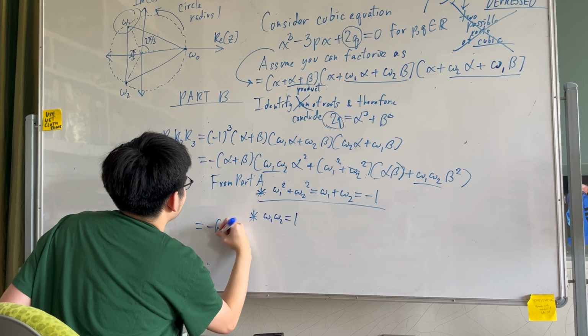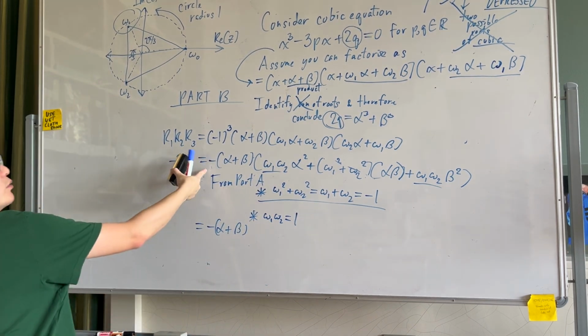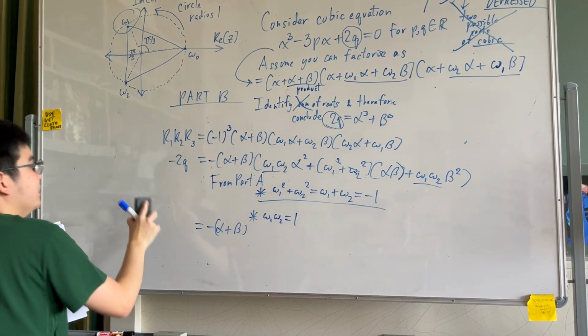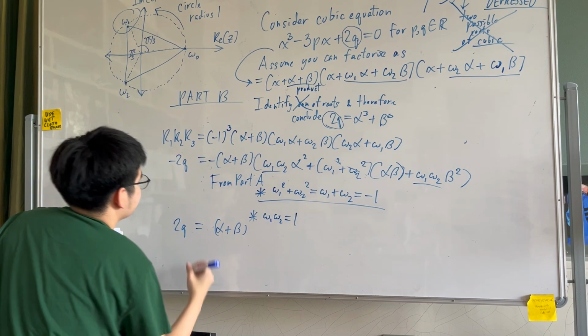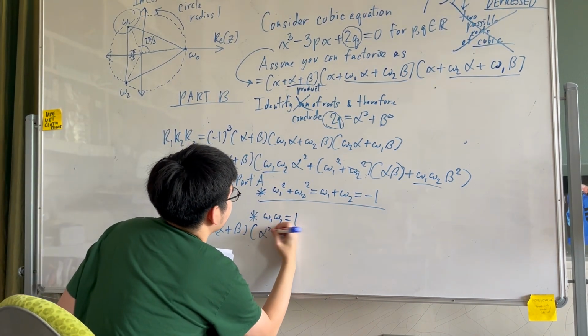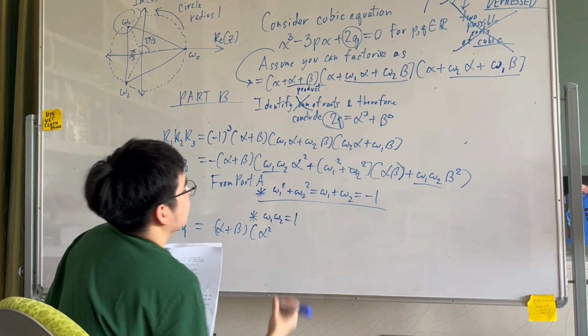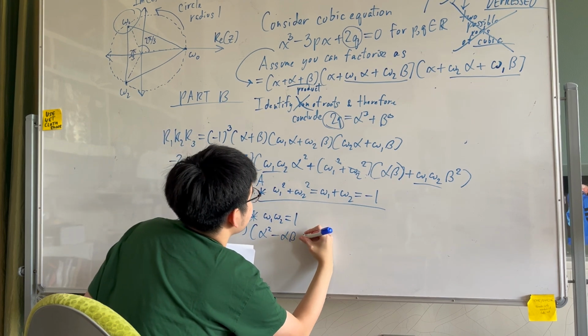So we just get negative alpha plus beta. Actually, I'm going to get rid of this now. This negative 1 over here cancels with this negative 1. So you get 2q equals alpha plus beta. This is then times alpha squared minus alpha beta plus beta squared.